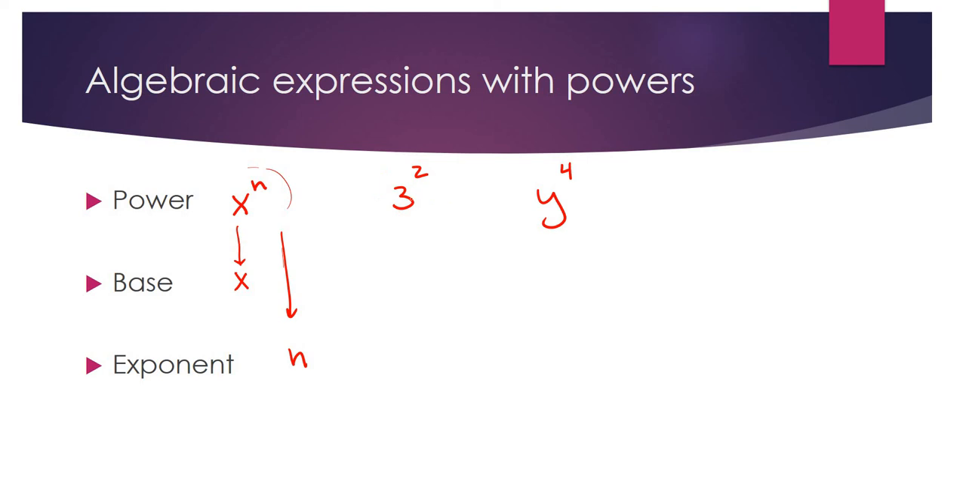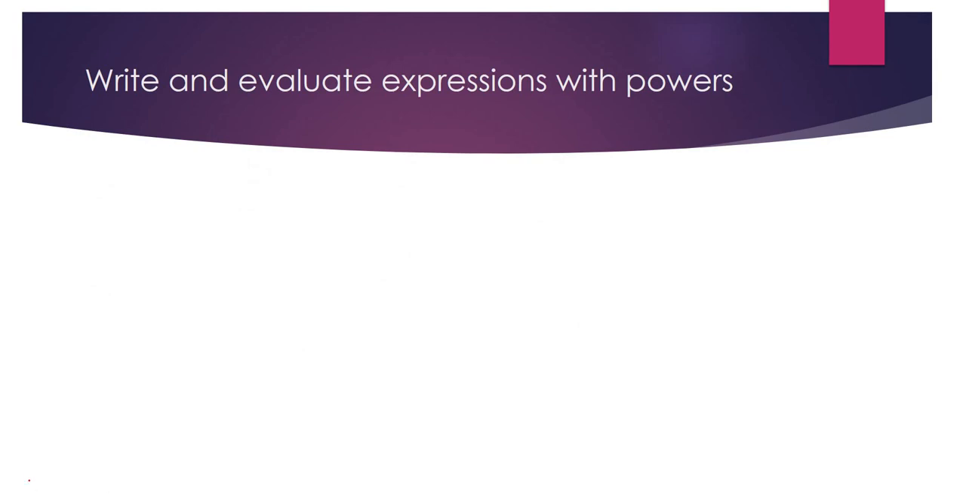So look at 3 squared. What would the base be? The base would be the 3. The exponent of that power is 2. Y to the 4th. See if you can find the base and the exponent. The base is y. The exponent is the 4. So what are we going to do with these powers? Write and evaluate expressions with powers.